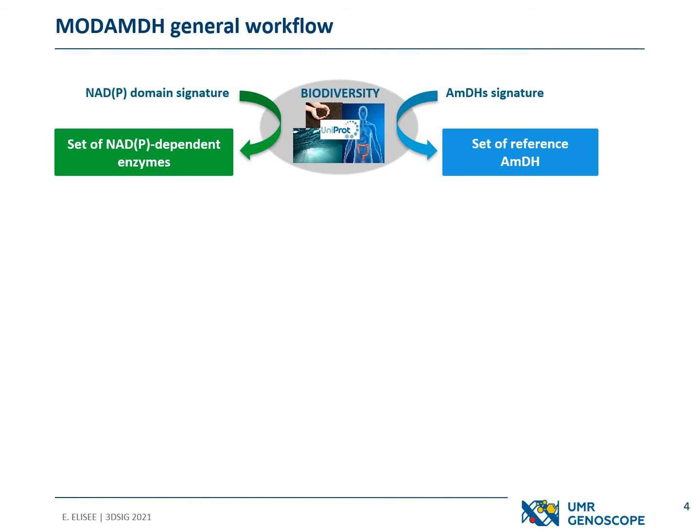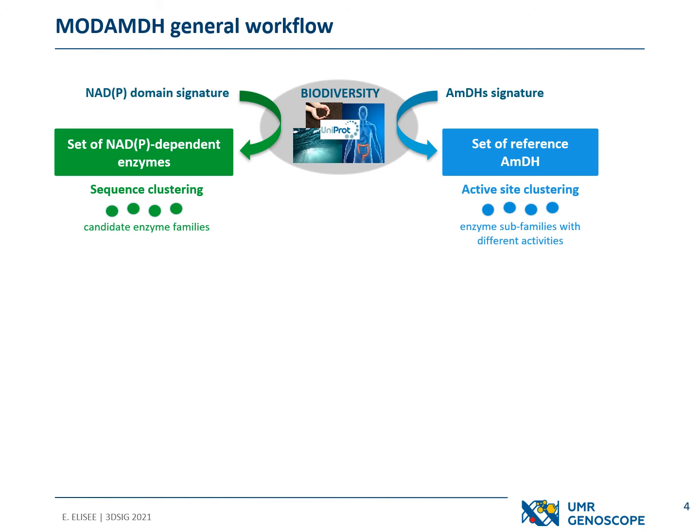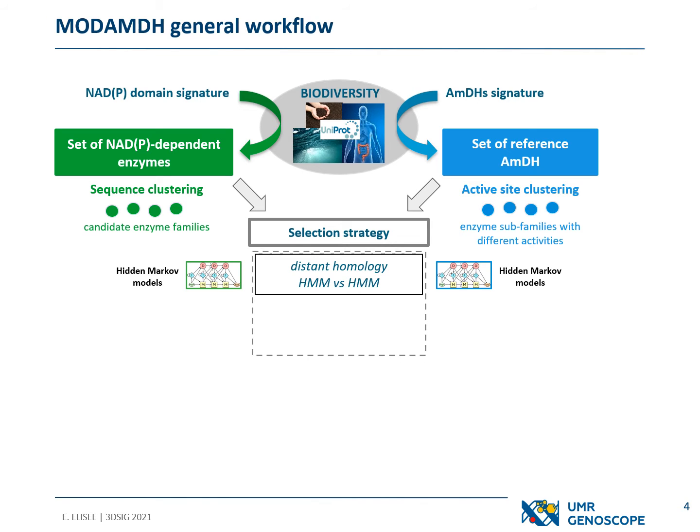I will now expose the MODAMDH general workflow. So the first step consists in building two sets of sequences by screening biodiversity using HMM profiles. Next, we clusterize each set to obtain subfamilies of reference AmDH in one case and candidate families among NADPH-dependent enzymes in the other case. After this, our selection strategy starts by first generating new HMM profiles for all these new clusters to finally search for distant homologs by screening reference AmDH signature against NAD enzyme signature.